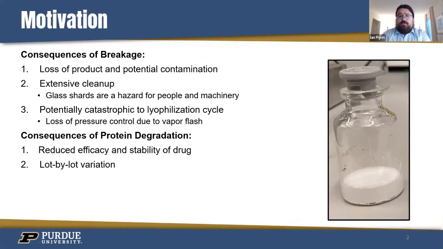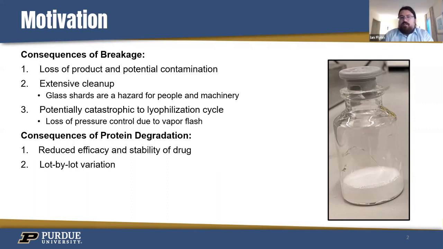So there's two main motivations we have for this project right now. One being vial breakage and another being protein degradation of biologics during the lyophilization process. With vial breakage, you have three main consequences that you're going to encounter. You can have loss of product and potential contamination from spilling out of your material, extensive cleanup and hazardous cleanup for people and machinery, depending on what's broken there or how it's broken.